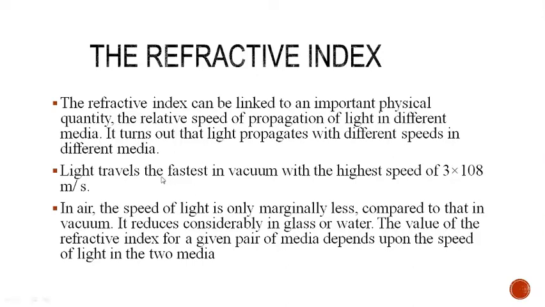You all know that light travels fastest in vacuum, with a speed of 3 × 10^8 meters per second. In air, the speed of light is marginally less compared to that in vacuum. You have studied in our previous session that the speed of light reduces considerably in glass or water, and that is why the bending of light takes place. So the value of the refractive index for a given pair of media depends upon the speed of light in the two media.